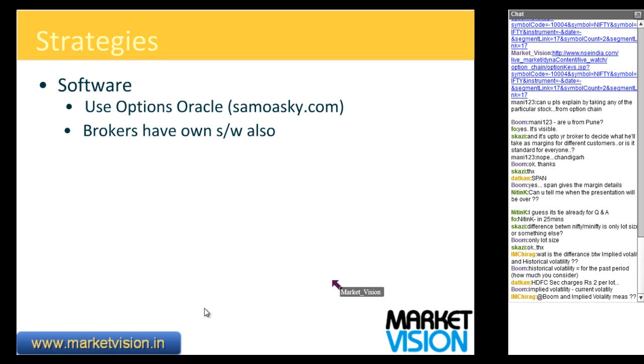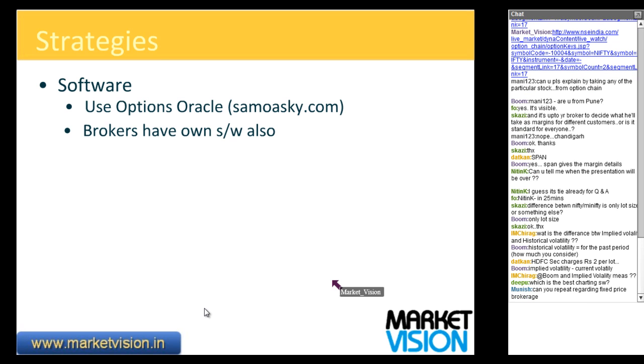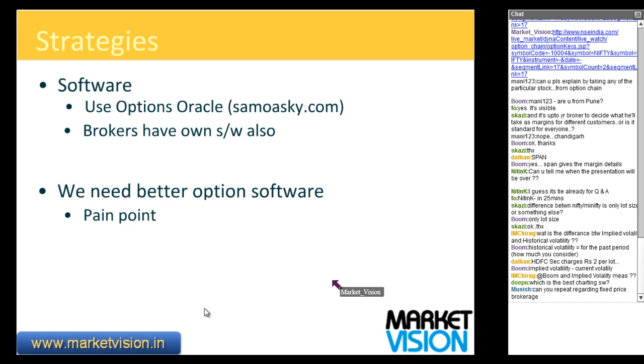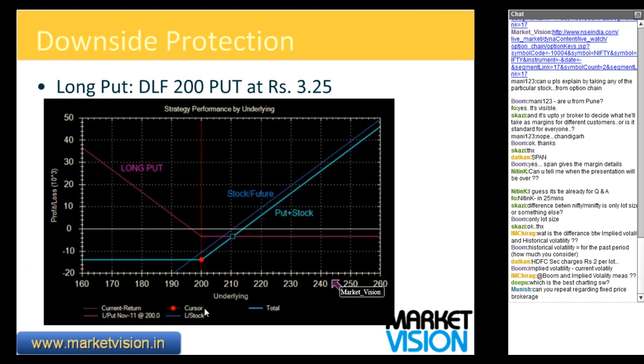There are various kinds of strategies that you can use. There's a software called Options Oracle, which is reasonable for options. It's free, and it downloads Indian stock prices, so that's pretty nice. I've used a lot of screenshots in this session from there. Brokers have their own software also: Sharekhan has something, and Edelweiss has something else. We definitely need better options. It is a pain point in India. I admit and agree.